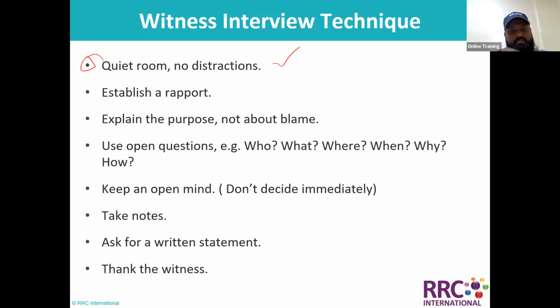Establish a rapport. Make a relationship with him. Okay, and then we get something personal. Explain the purpose, why we are going to have this investigation. We are not going to blame you or blame him. Tell him that the purpose of this investigation is to prevent the reoccurrence.